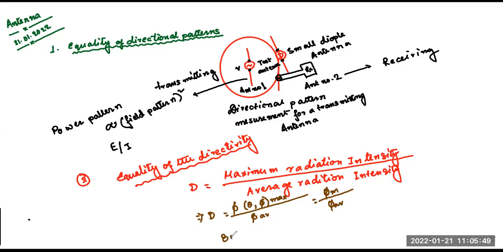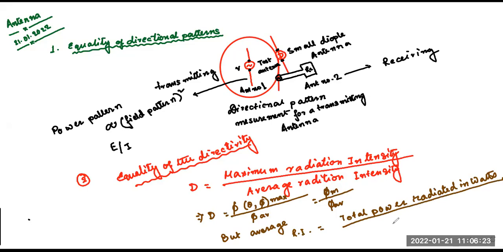But as we know, average radiation intensity equals to total power radiated in watts by 4 pi in steradian.